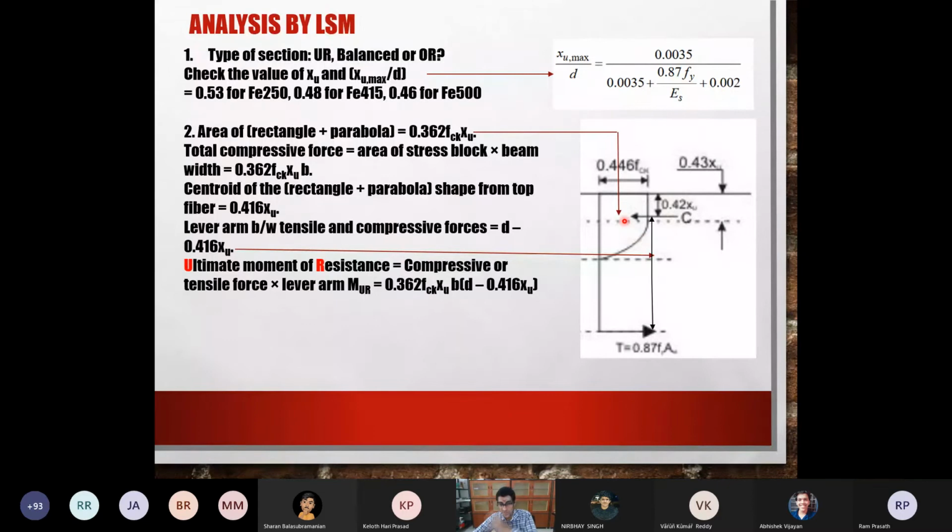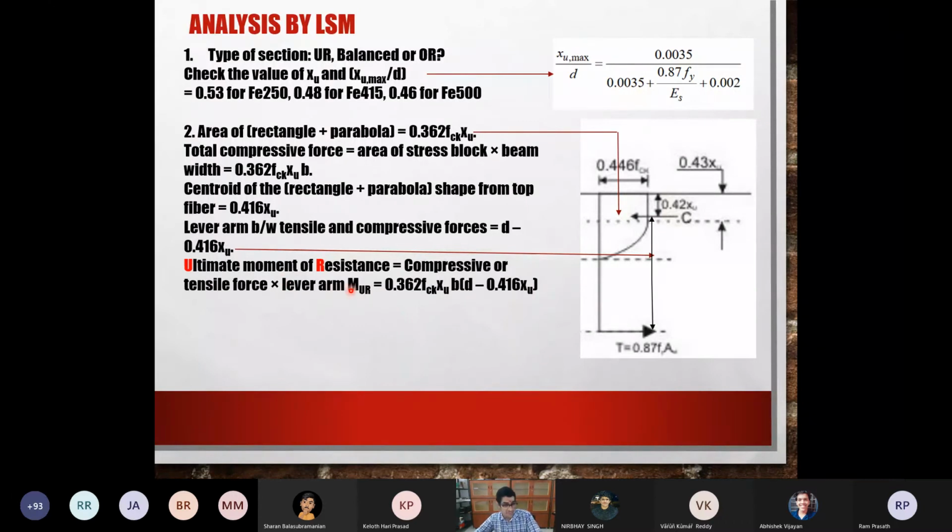Here it's not a triangle, so you will have to sit and find out where the centroid of this whole shape is. If you do it, you will find that the centroid lies at 0.416 XU. Here it's shown as 0.42, but anyway, it's given as 0.416 XU from here to here. So the compressive force is multiplied by D minus 0.416 XU, which becomes the lever arm. Here to here is D, here to here is 0.416 XU. Subtract them and you get the lever arm.